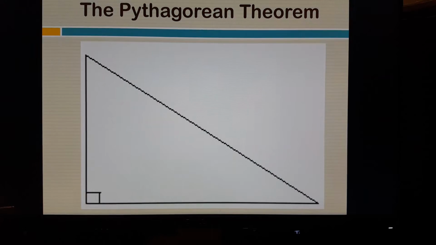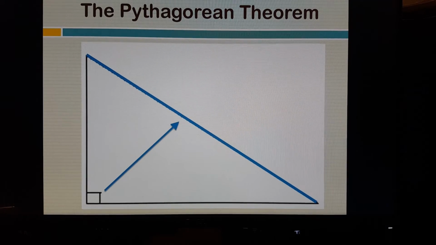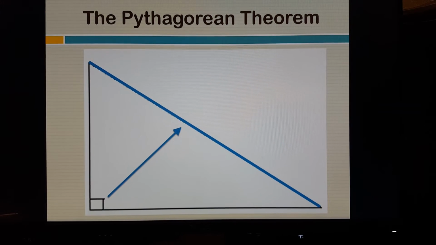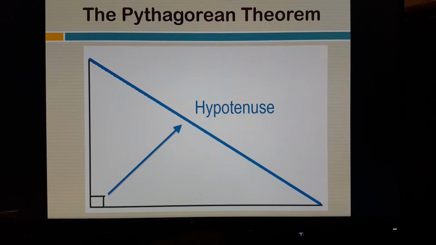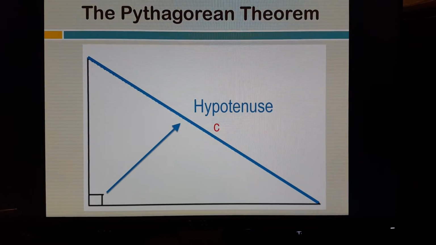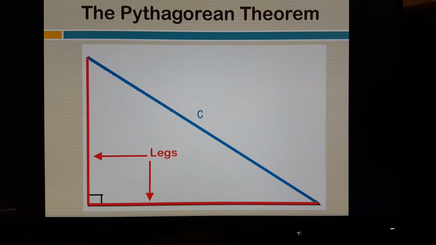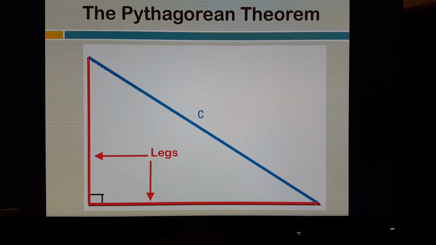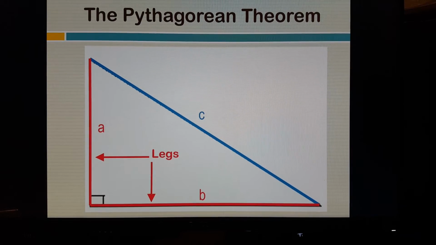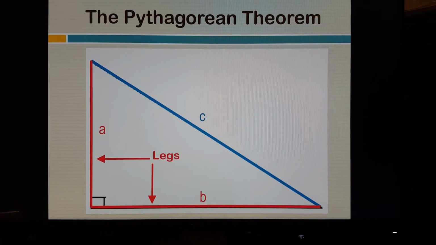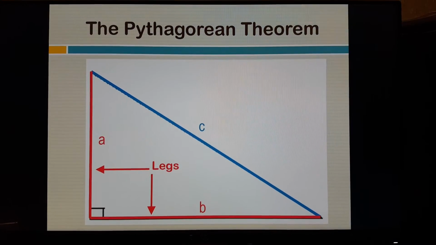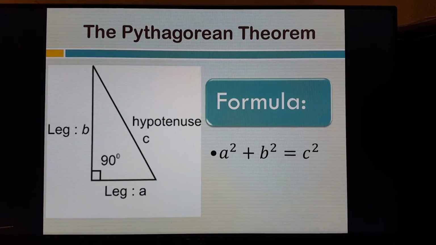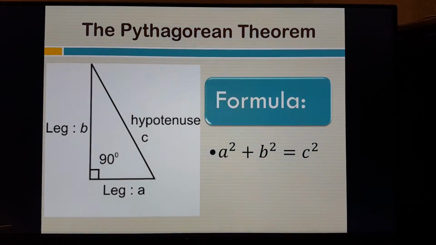This is a right triangle. The hypotenuse is found by drawing an arrow from the 90-degree angle to the side directly opposite. In the Pythagorean theorem, we label this side as C. The other two sides, called the legs, are the two sides that touch the 90-degree angle. In the Pythagorean theorem, we label them A and B. It doesn't matter which order they're in, you just label them A and B. The formula for the Pythagorean theorem is A squared plus B squared equals C squared.